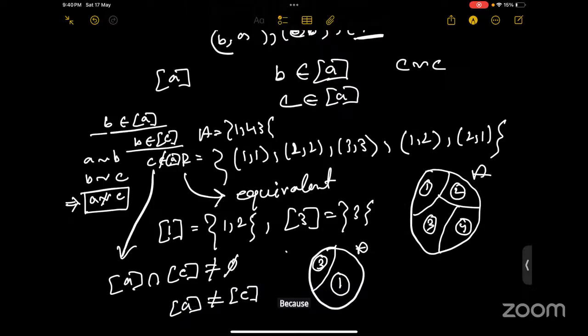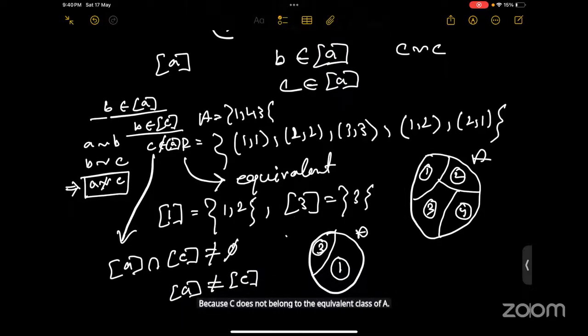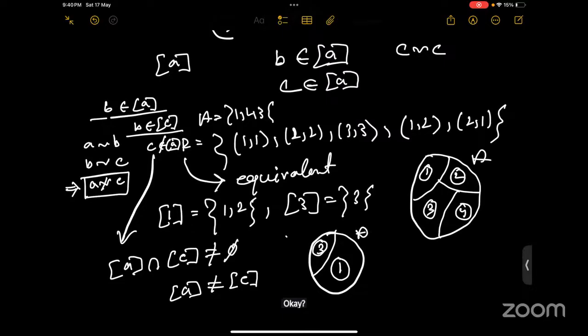Because C does not belong to the equivalence class of A. Okay. C belongs to the equivalence class of A. So you're saying A, B, C all belong to the same class? Yeah, because of the transitivity property.